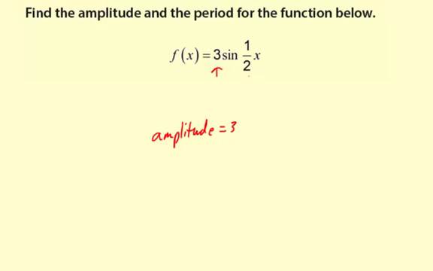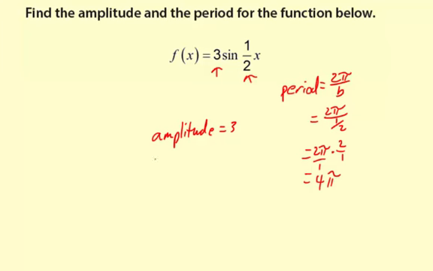For finding the period of the function, we'll use this 1/2. Now the period for the function is 2 pi over b, and b represents this value in front of the x. So in this case we have 1/2. So the period is going to be equal to 2 pi divided by 1/2. And that's the same thing as 2 pi times 2 over 1, which is 4 pi. So the period of the function is 4 pi.